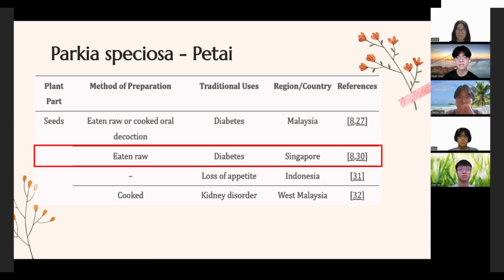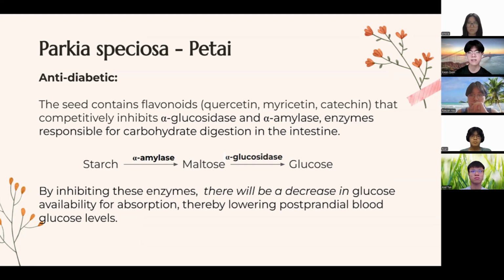So I will be talking about the mechanism behind it. It contains flavonoids such as quercetin, myricetin, and catechin that act as competitive inhibitors on alpha-glucosidase and alpha-amylase. These are enzymes responsible for carbohydrate digestion in the intestine. So by inhibiting these enzymes, there will be a decrease in glucose availability for absorption, thereby lowering postprandial blood glucose levels.